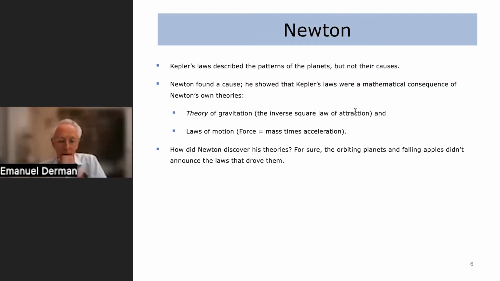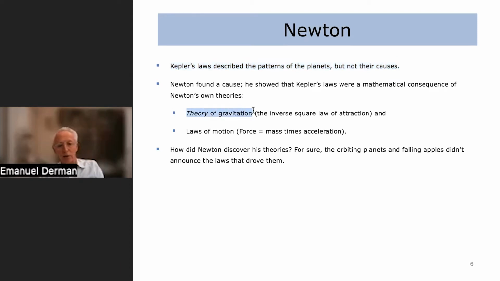A couple of decades later, Newton comes along, and the point is that Kepler's laws, as I said earlier, describe the patterns of the planets, but they don't explain any causes. Newton postulates and finds a cause, and he shows that Kepler's laws are actually a mathematical consequence of his own theories, of which there are two. The theory of gravitation says that different masses attract each other with a force proportional to the product of the two masses and divided by the distance squared. That's the inverse square law of attraction. So that's the theory of gravitation.